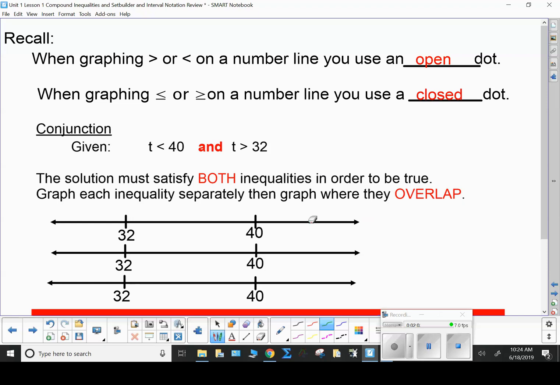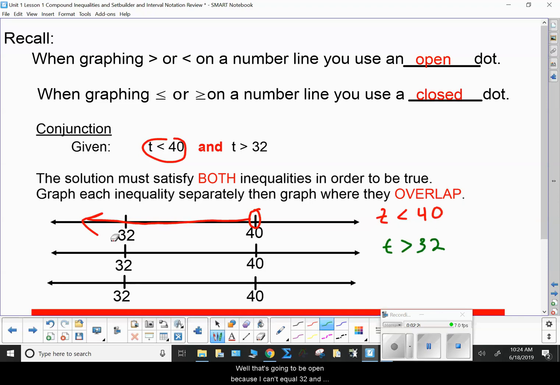Let's first do it in red. If I do t less than 40, I'm going to put an open dot at the 40 and then graph all to the left because that's everything that's less than 40. t greater than 32, well, that's going to be an open dot because I can't equal 32. And then I'm going to graph everything to the right. Now, remember that my answer is the overlap.